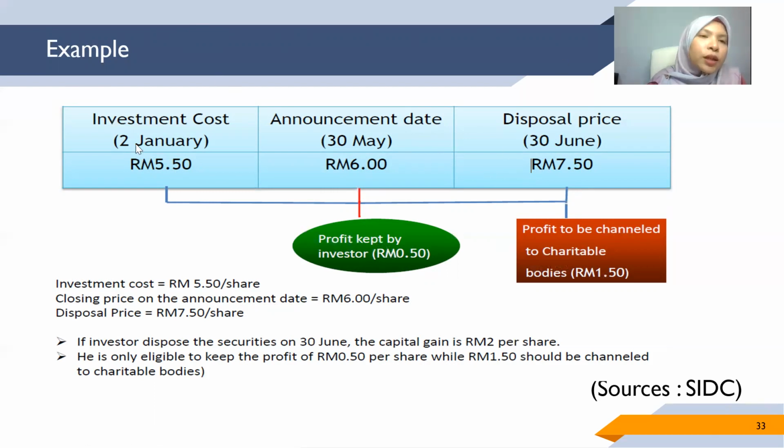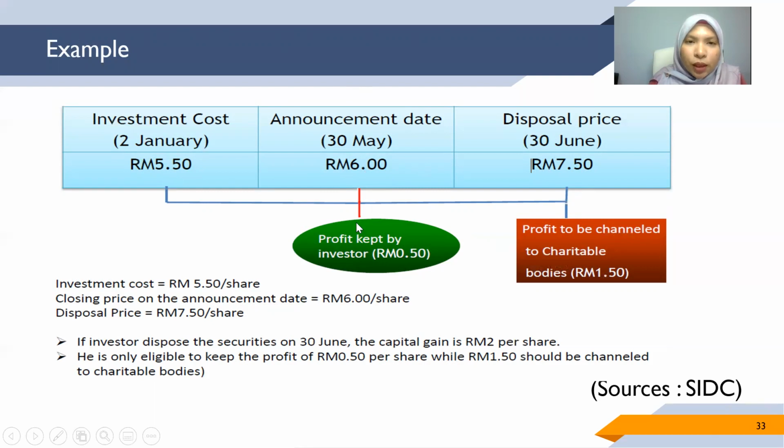Okay, and this one is the date where you buy the stock. Alright, so this date is considered Shariah compliant lah. So on the announcement date, please bear in mind that the announcement date is still considered as Shariah compliant. The day after, the 1st June, is non-Shariah compliant. Alright, so kat sini, on the announcement date, we can cap the profit. Okay, so 6 ringgit minus 5 ringgit 50 cent, you can keep 50 cent.